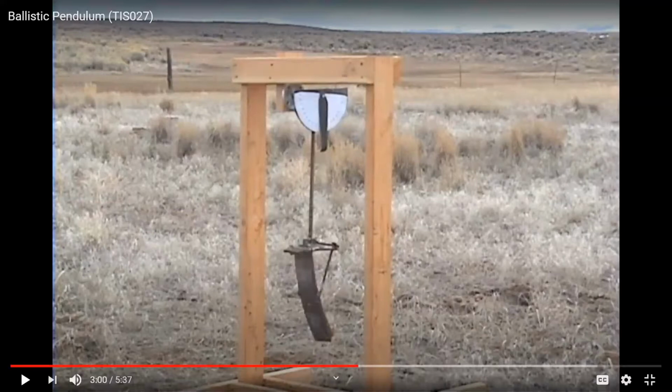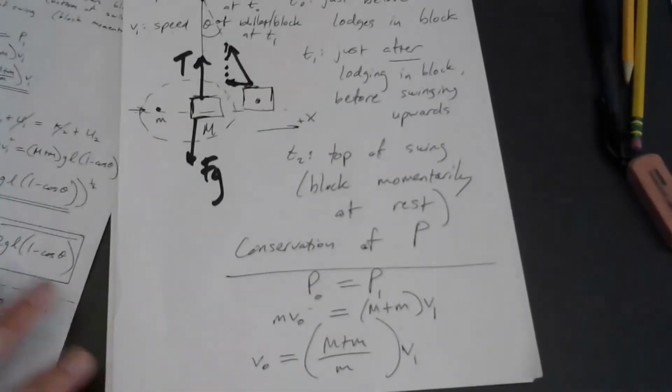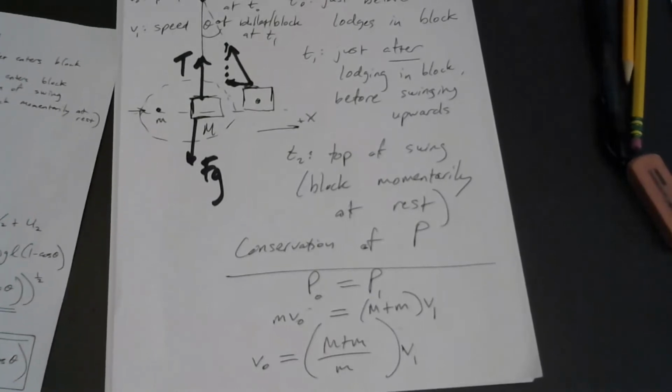Now, as I'm looking at this, I'm realizing this thing does not actually catch the bullet, does it? But does that really affect the calculations by much? Let's go back to the notes here. So his ballistic pendulum doesn't include the bullet, so you would have to leave out this little m.